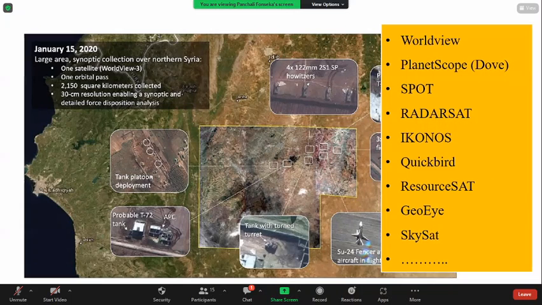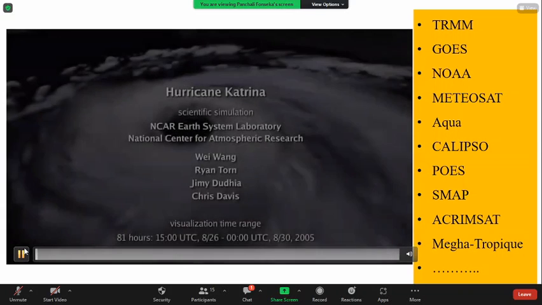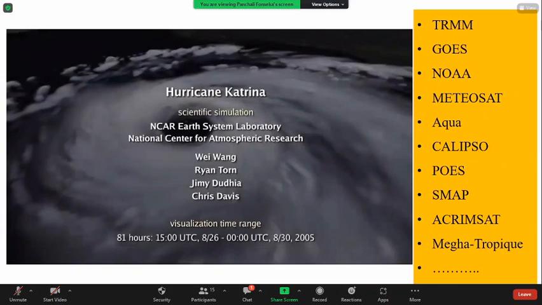And there are some satellites like IKONOS, which was a marvel in its time. The third one is weather satellites. There are so many weather satellites like TRMM, NOAA, and something like that.